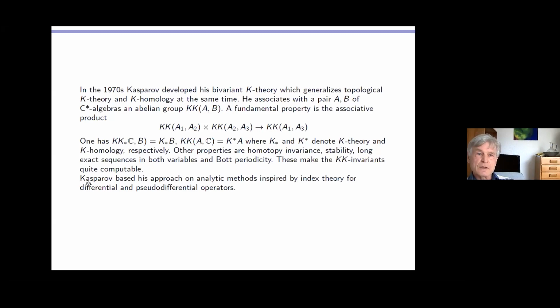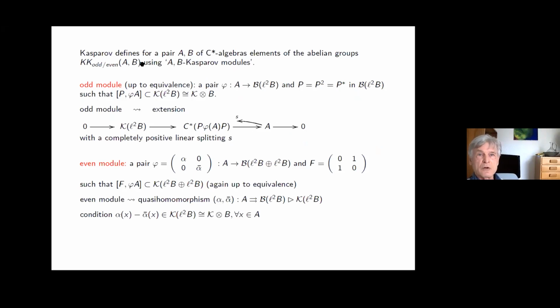Now, Kasparov was motivated by applications in index theory, mainly from index theory. And so his methods start from the idea, which is also due to Atiyah, to start with abstract elliptic operators as basic objects, and then to define elements of KK using what he calls Kasparov modules. So for a pair of C-star algebras, Kasparov considers modules, nowadays called Kasparov modules. And in fact, you have an odd KK, which is KK1, and an even KK, KK0. And for the odd KK, KK1, the representatives are odd Kasparov modules.